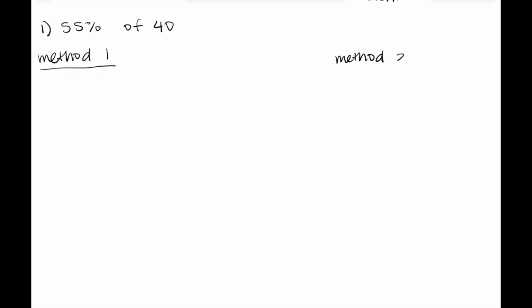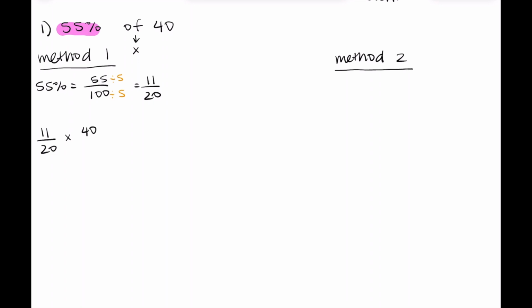For method 1, we're looking at that 55%. We're going to convert the 55% into a fraction for method 1, right? So 55% is the same as 55 over 100, and I can reduce by 5 here, top and bottom, and when I do that, I get 11 over 20. We know that of means to multiply, so we will do 11 over 20 times 40. And that 40 is a whole number, so we'll put it over 1 so we can multiply across.